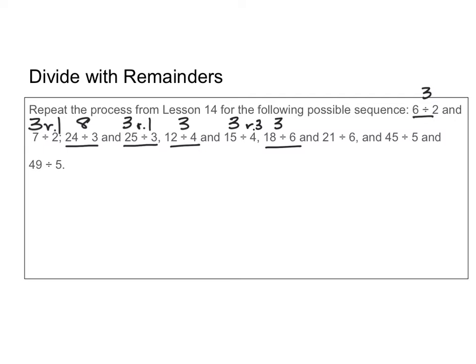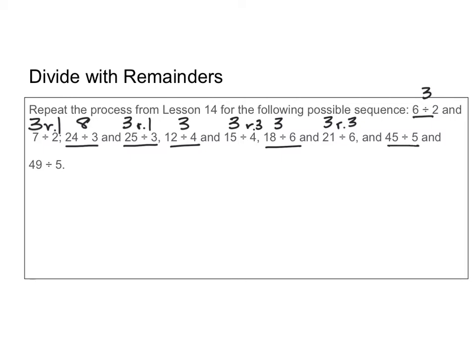21 divided by 6. Let's do that same thing. 6, 12, 18. The next 6 would take us to 24, which is too much. So we have 3 6s. But then from 18, 19, 20, 21. We have 3, so we have a remainder of 3.